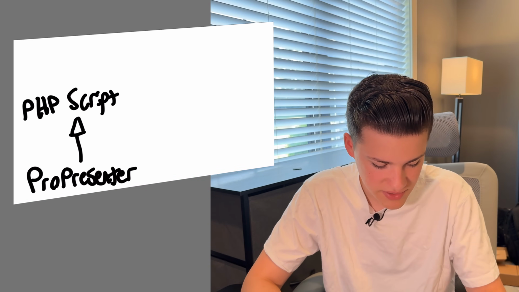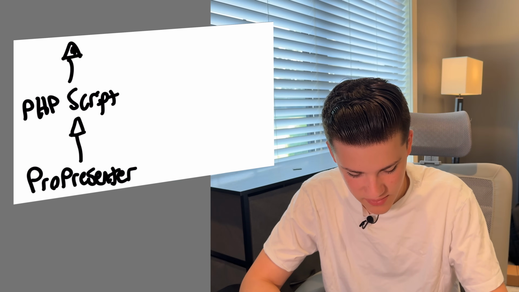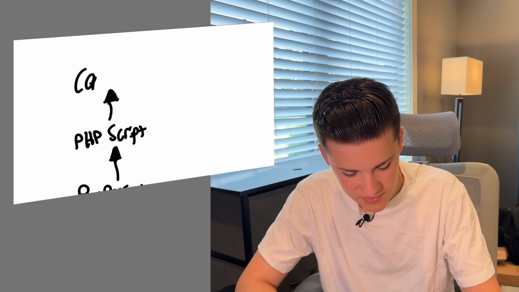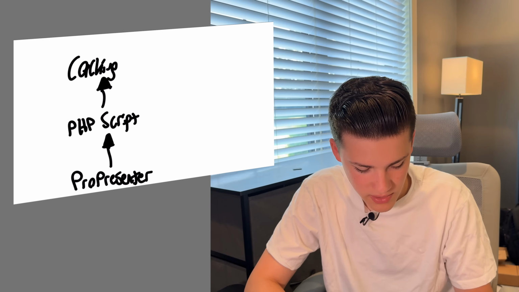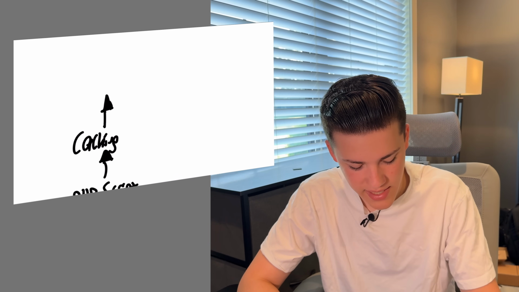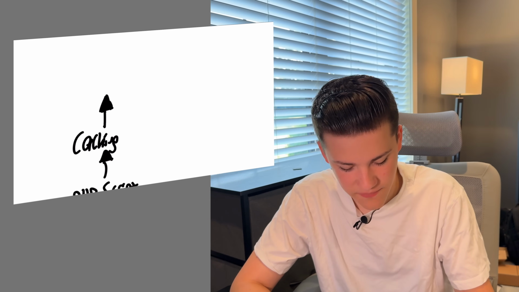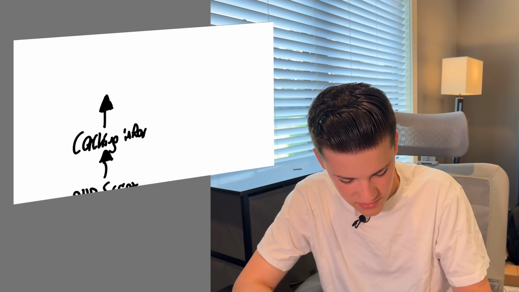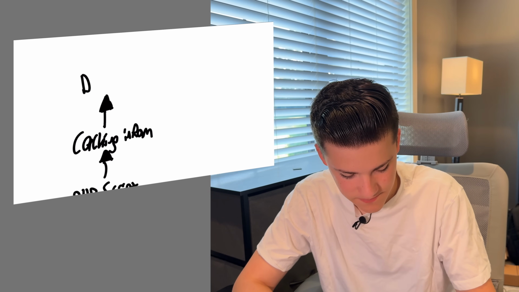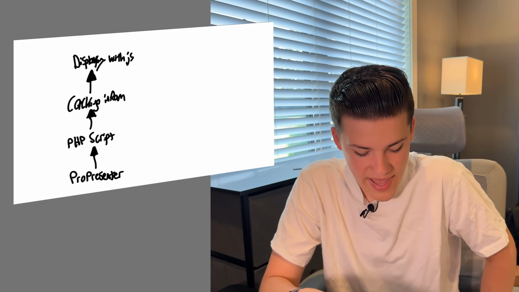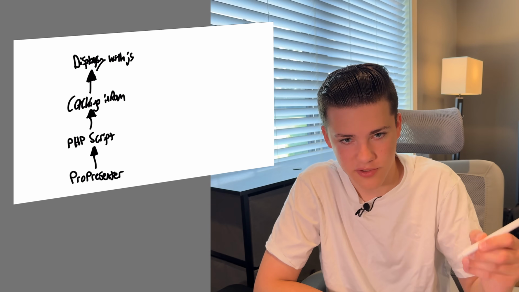So we have ProPresenter, then the PHP script. Then we have some kind of caching layer. I guess the PHP script does some caching, but I'm going to separate this just for the purpose of the video. We have caching, and then we have a form of temporary storage database I'm using. I figured out how to do it in RAM, so we're caching in RAM. And then we are displaying this. So there's a couple hops there.